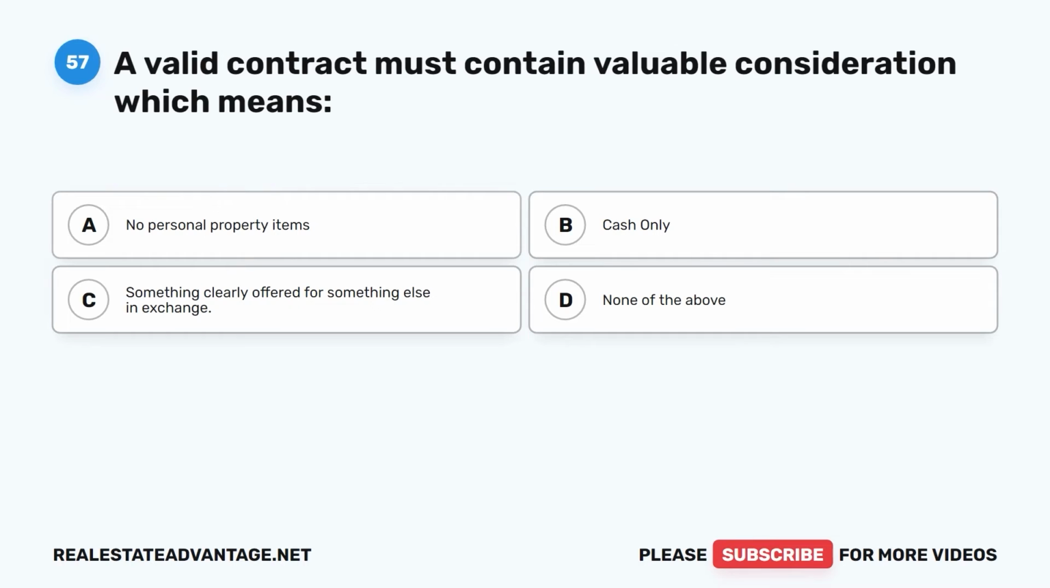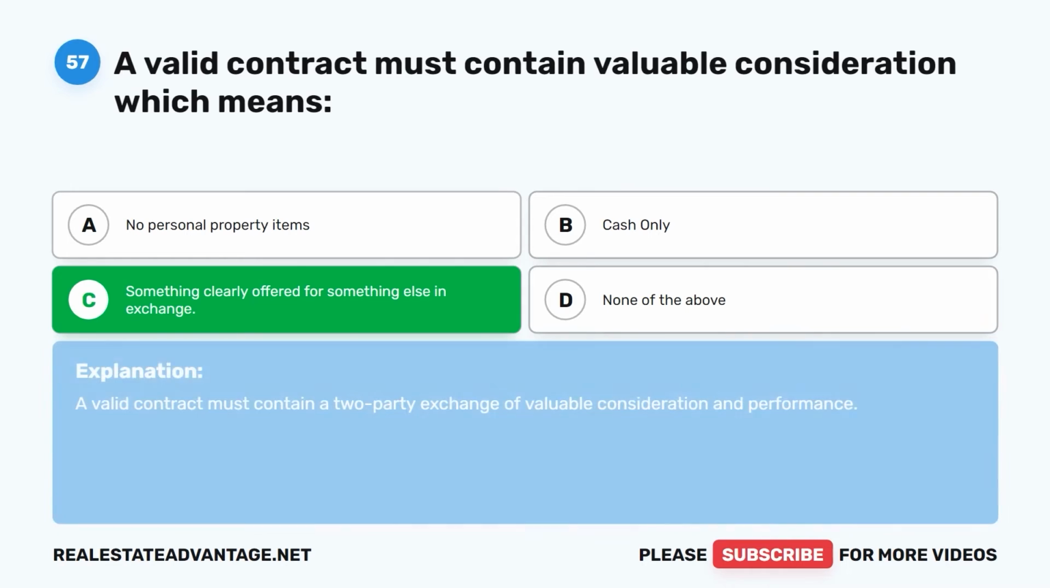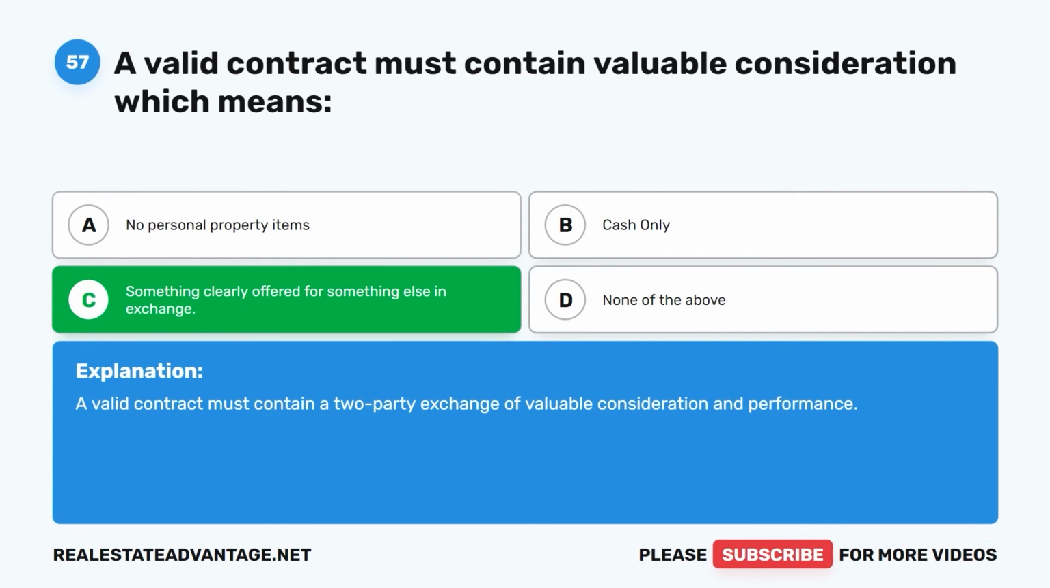No personal property items. B. Cash only. C. Something clearly offered for something else in exchange. D. None of the above. The correct answer is C. Something clearly offered for something else in exchange. A valid contract must contain a two-party exchange of valuable consideration and performance.